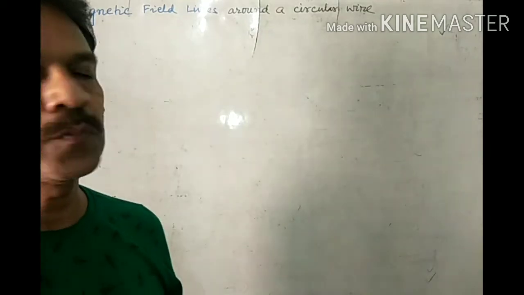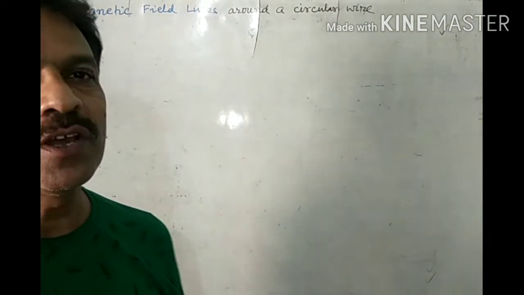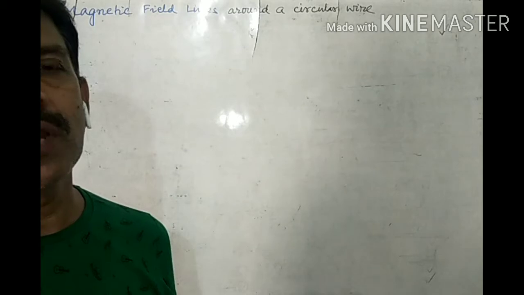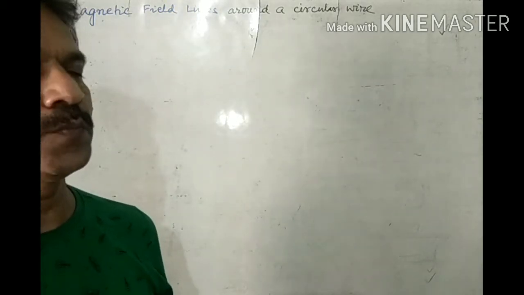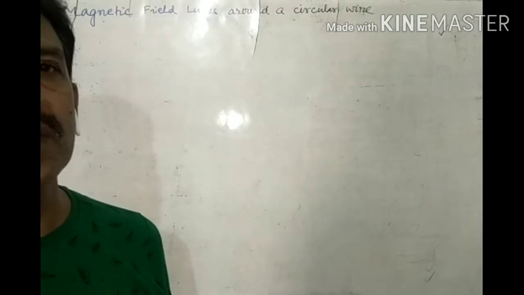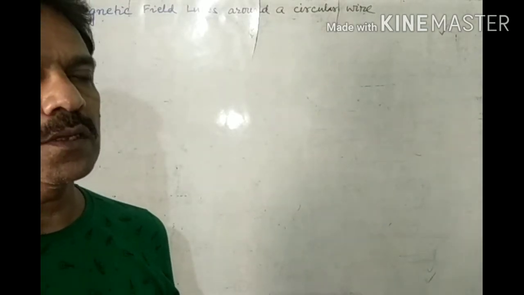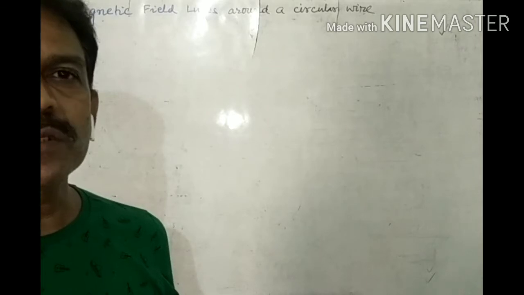We have to study magnetic field lines around a circular wire. So far you have studied magnetic field lines around a straight conductor. Now you have to study magnetic field lines around a circular wire in which current is flowing.